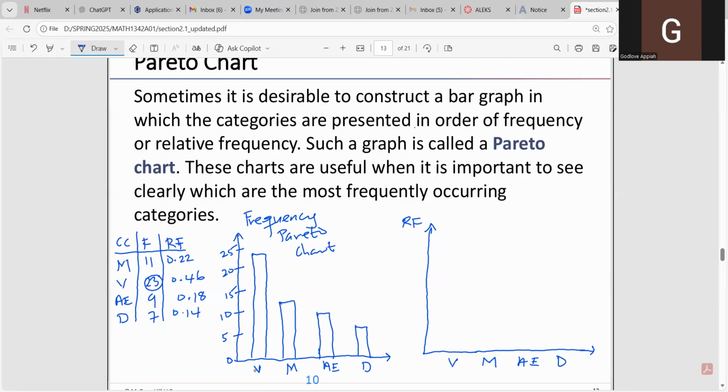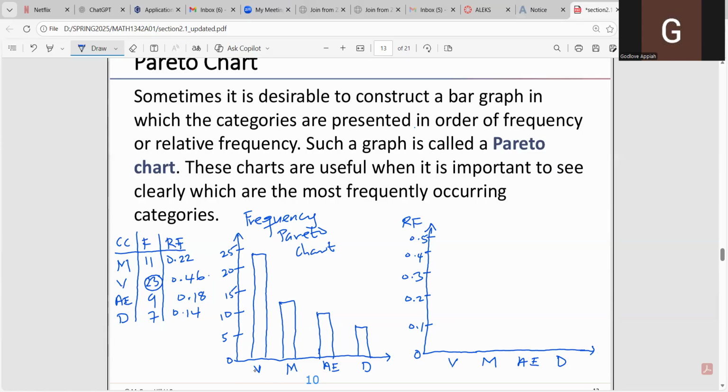All right, so I'm going to label the vertical axis. The largest relative frequency is 0.46, and the smallest is 0.14. So I'm going to label the vertical axis from 0 to 0.5 at intervals of 0.1. I'm going to have 0 here, 0.1 right here, 0.2, 0.3, 0.4, and then 0.5.